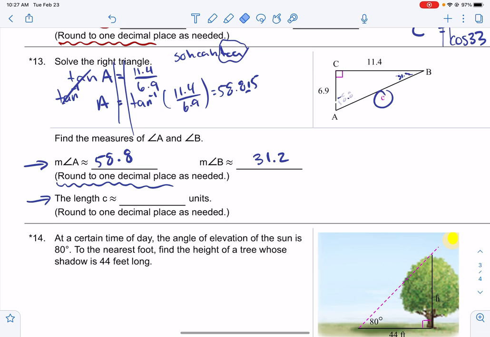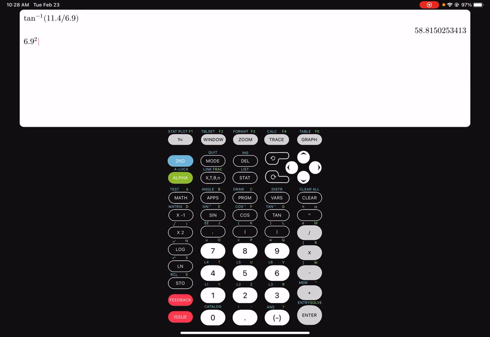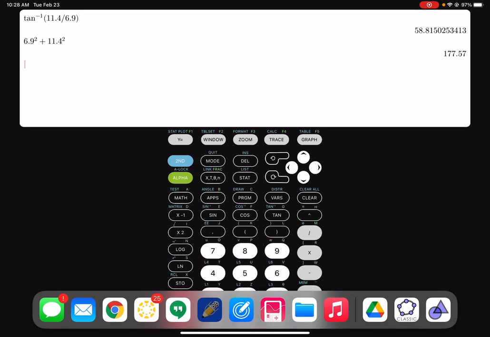So what I would rather do is use the Pythagorean theorem, because I know that a squared plus b squared is always equal to c squared. And I have an a right here and a b right here, and my hypotenuse is what I'm looking for, and that's my c. So I can say 6.9 squared plus 11.4 squared equals c squared. So let's add those together. 6.9 squared plus 11.4 squared gives us 177.57.